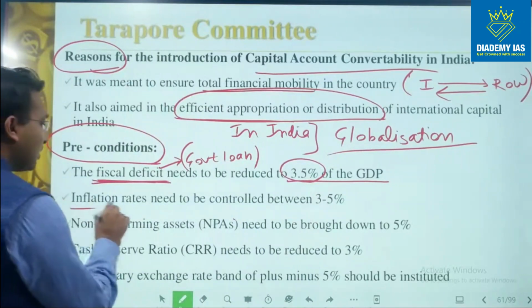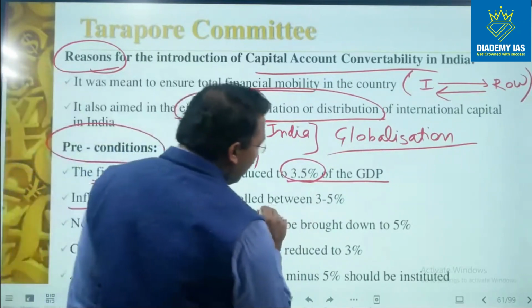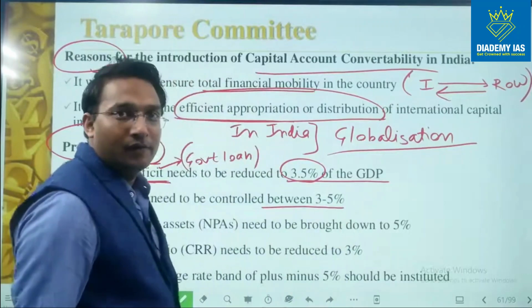Second, inflation rates need to be controlled between 3% to 5%.